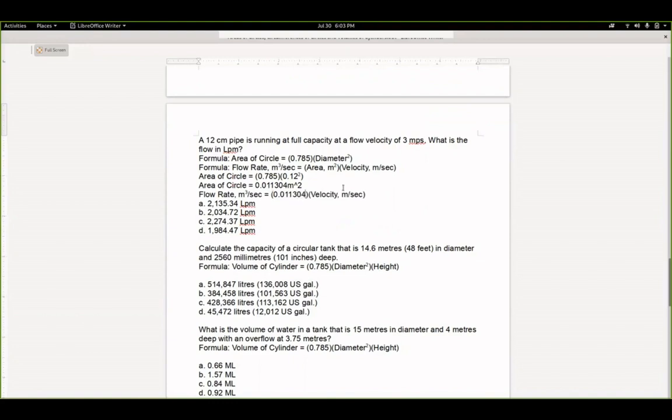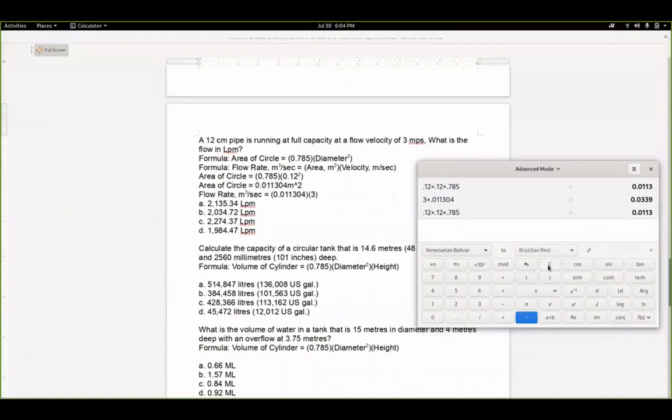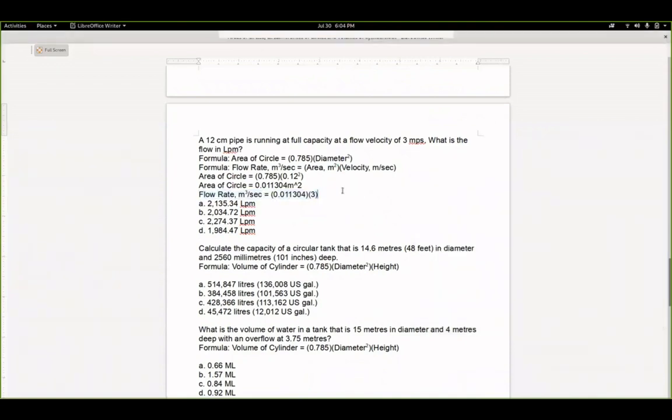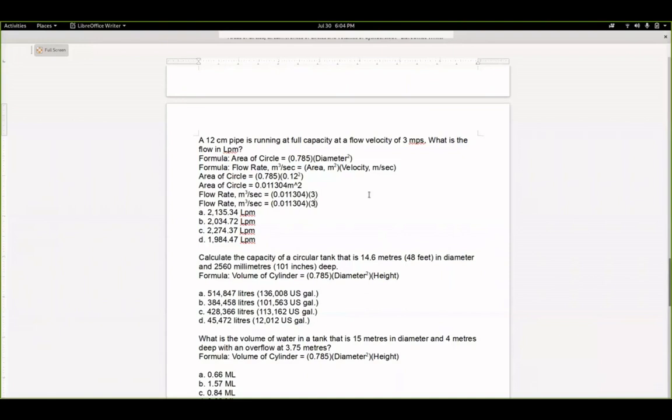0.011304. The velocity in meters per second is 3. So we're going to multiply this out now. So we have 0.011304 times 3, so that gives us 0.033912. And this will be in meters cubed per second.